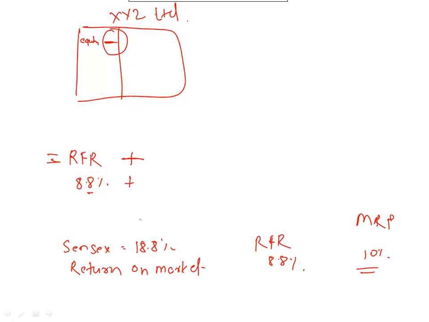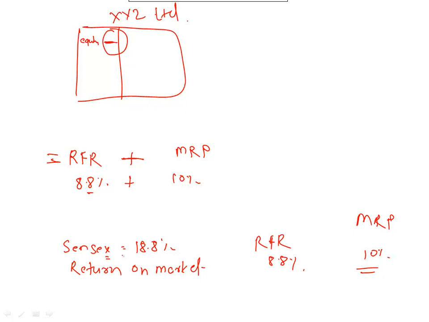Are we clear with this? Equity markets have given 10% over and above the risk-free rate of return. So, plus I also want to earn that extra 10% because I am making my investment into equity, not into bonds. So, plus 10%. This is the market risk premium. But the question is that this is the return on Sensex. I am not investing into Sensex. I am investing into security XYZ.